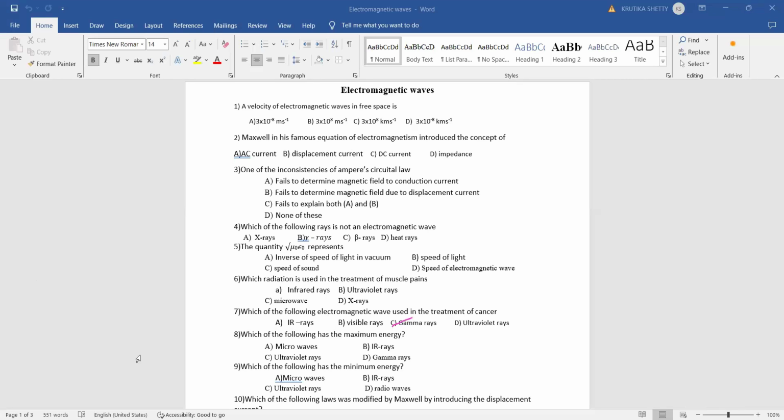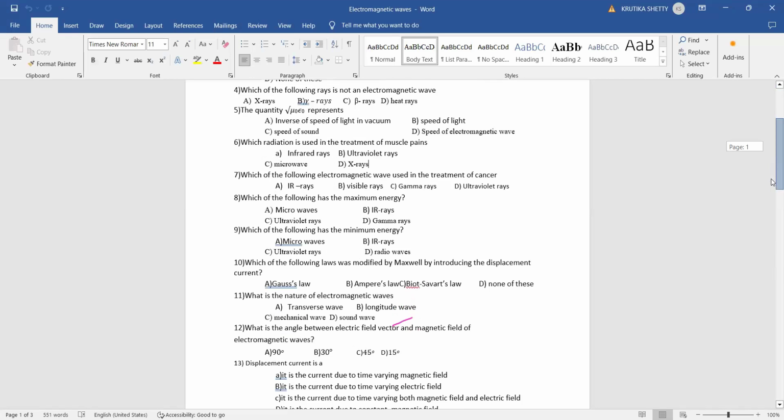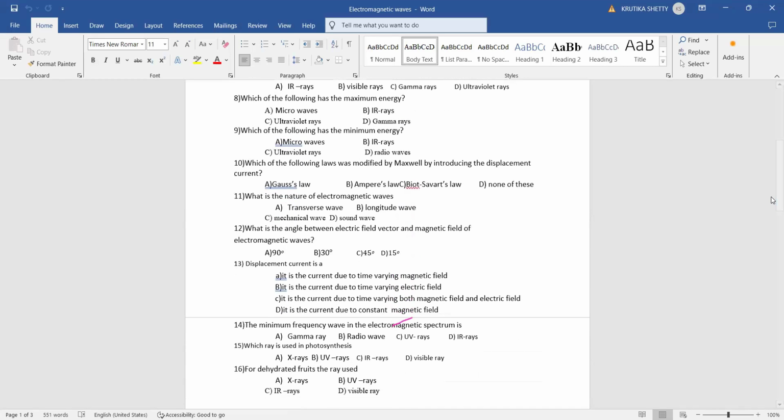So which of the following is used for cancer treatment? There is option C, gamma rays. Go for question number 8.